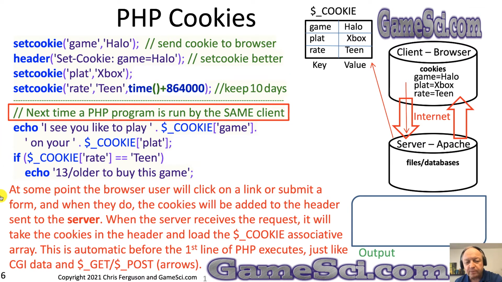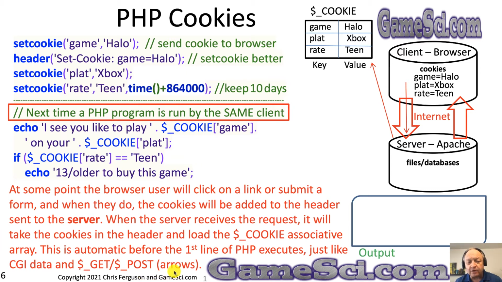The next time a PHP program is run by the same client, let's see what happens. At some point, the browser user will click on a link or submit a form, and when they do, the cookies will be added to the header sent to the server. When the server receives the request, it will take the cookies in the header and load the $_COOKIE associative array. This is automatic. Before the first line of PHP executes, just like CGI data is put into $_GET or $_POST, the cookie data is put in $_COOKIE.